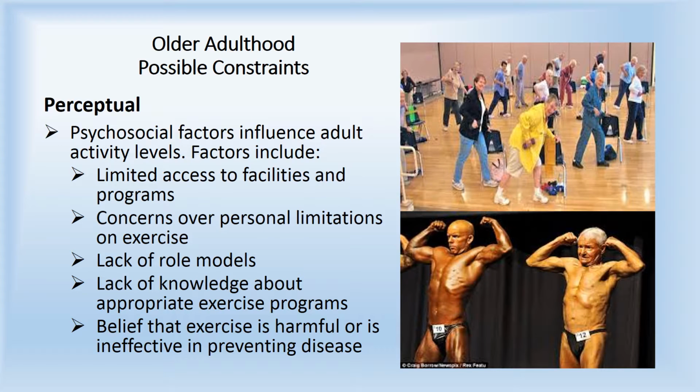Another constraint is psychosocial factors, which influence the adult's activity level. Some factors of this may include limited access to facilities and programs, the older adult's concerns over personal limitations on exercise, lack of role models, lack of knowledge about appropriate exercise programs, and finally, the belief that exercise is harmful or ineffective in preventing disease.